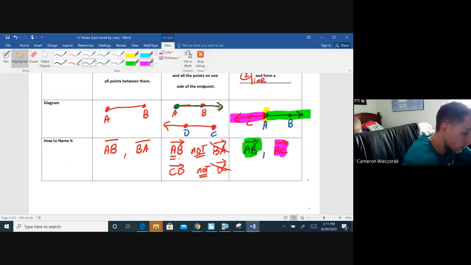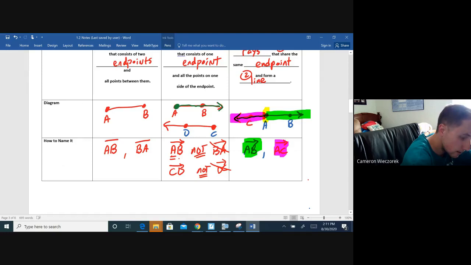Make that a little bit darker, just so we can see it. Okay. Those would be considered opposite rays, and you can tell they start at the same exact endpoint. They both start at A, and they form a line. Opposite rays.